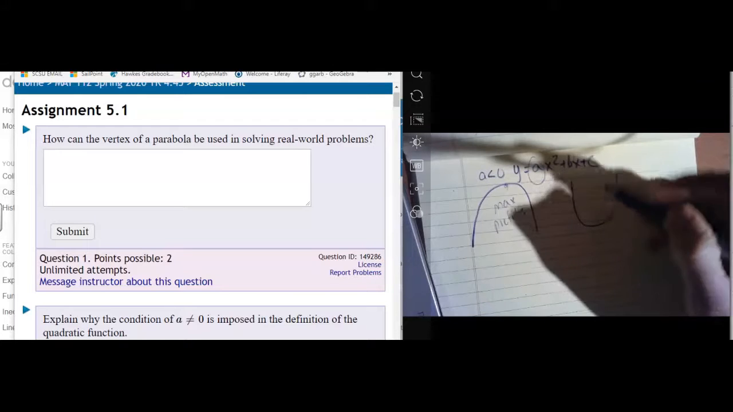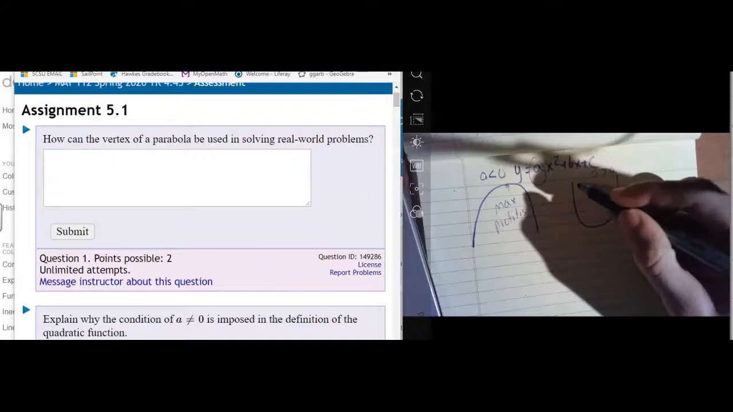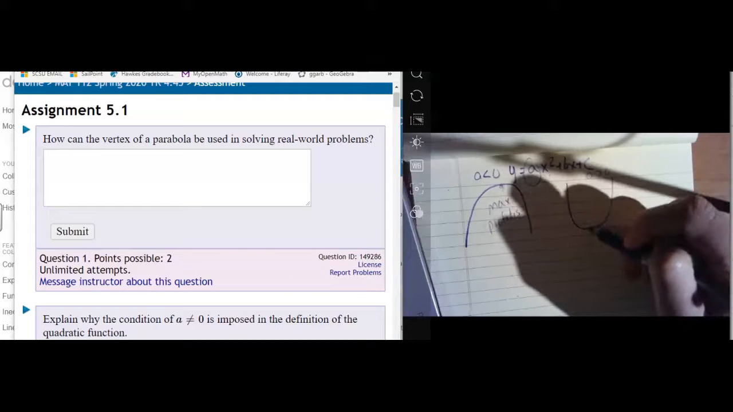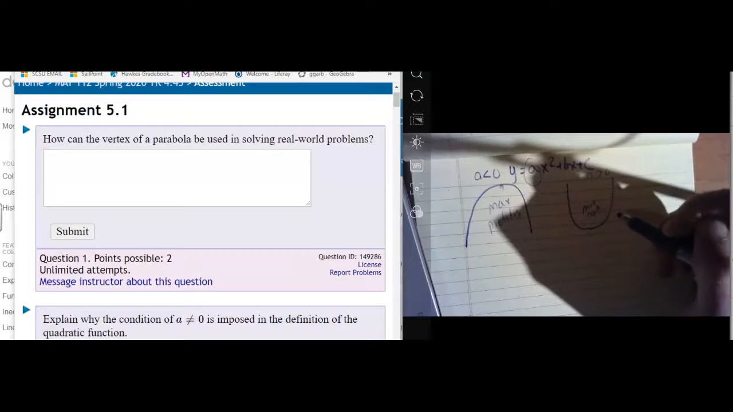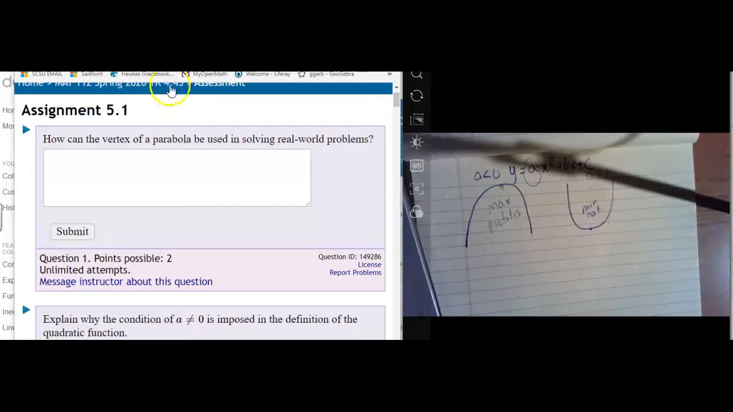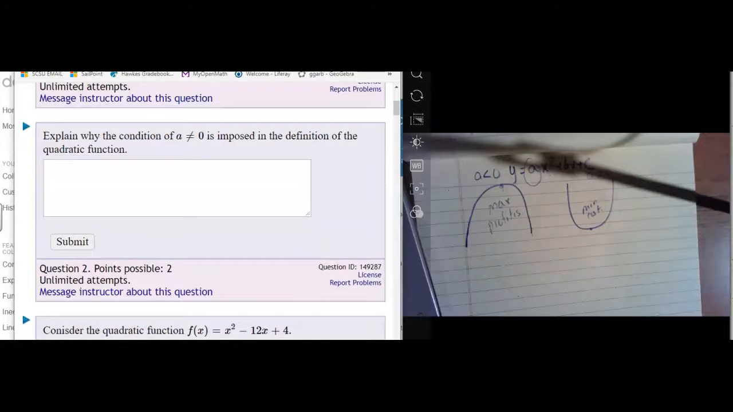Whereas when a is greater than 0, then you can have an upward-facing parabola, and it might be like a minimized cost. It's typically where it's used outside of class.